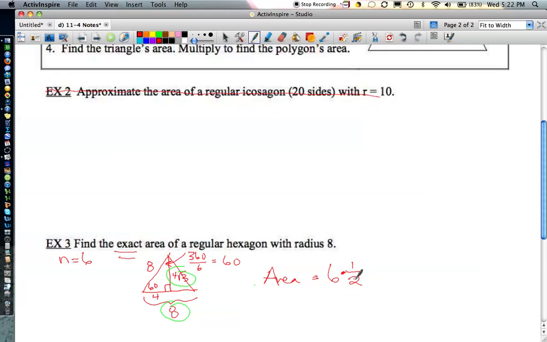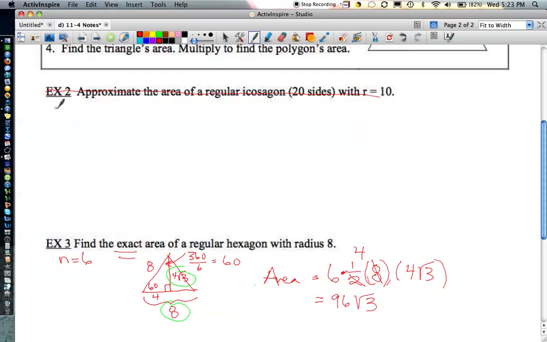6 times 1/2, and that's 4, which is, oh, I'm sorry, not 4. The whole base is actually 8. See, I have to be serious about the math here. 6 times 1/2, 6 triangles, 1/2 base times height. The base is 8, and the height is 4√3, which is the apothem. So we have to simplify this. Well, 2 goes into 8 4 times. You have 24 times 4. The final answer is 96√3, and that's the exact area.